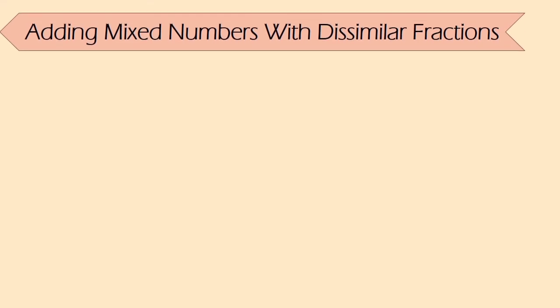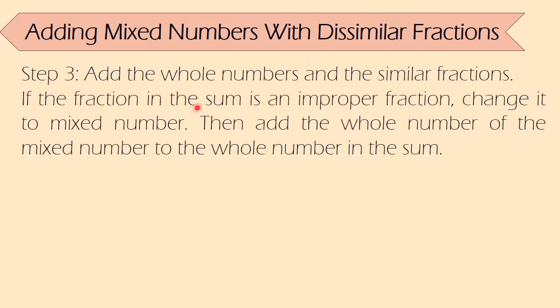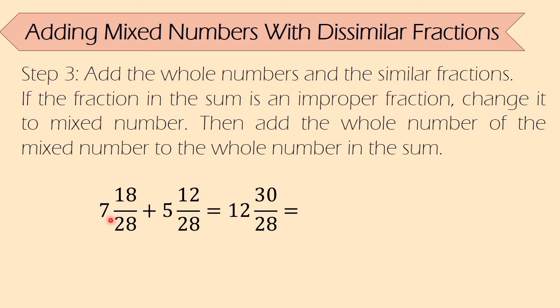Let's proceed to step number 3. Add the whole numbers and the similar fractions. And then if the fraction in the sum is an improper fraction, change it into a mixed number. Then add the whole number of the mixed number to the whole number in the sum. So let's try. So our mixed numbers are 7 and 18 over 28 plus 5 and 12 over 28. So the first step is to add the whole numbers. So the whole numbers are 5 and 7. So 5 plus 7 is equal to 12.